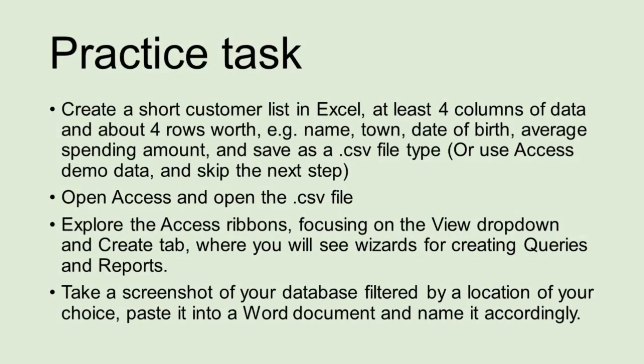Practice task. Create a short customer list in Excel, at least 4 columns of data and about 4 rows worth. Include name, town, date of birth, average spending amount, and then save this as a CSV file type. Alternatively, you can use some of the Access demo data, and then you can skip the next step. Open Access and then open your CSV file you've just created.